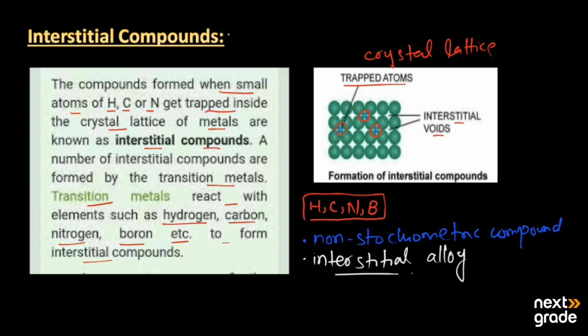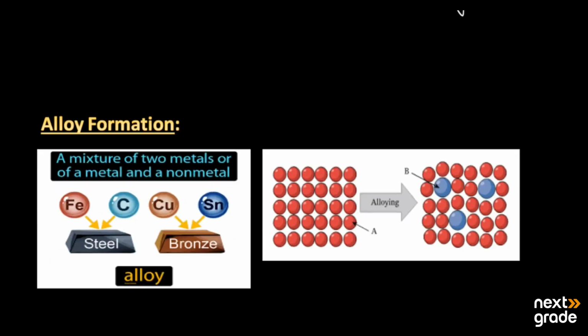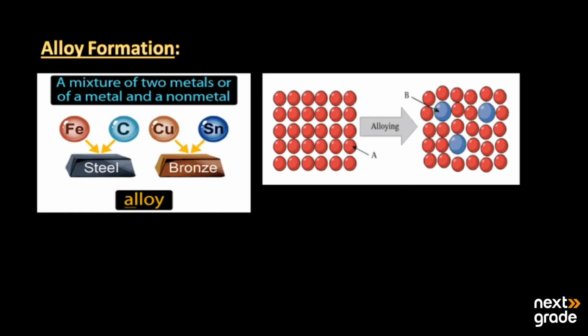So this is number one class of the interstitial compound that is being formed by the transition metals. After this we have the second class, which is called alloy formation. First of all, you must know what is meant by an alloy. An alloy is basically a mixture of two metals or a metal and a non-metal.